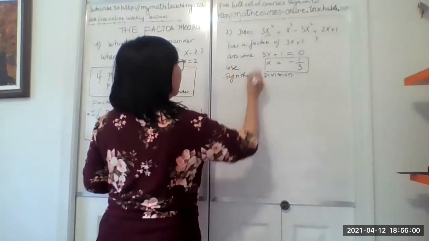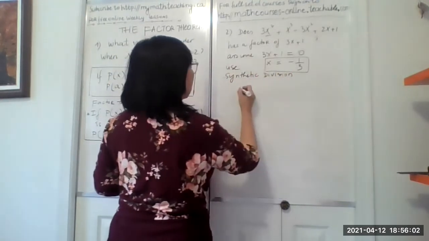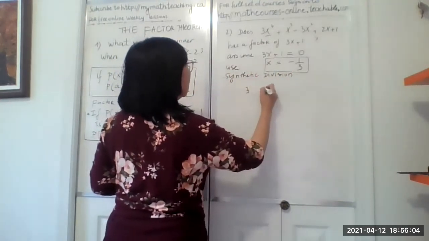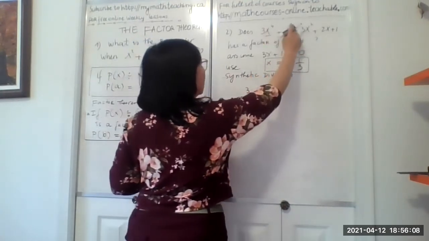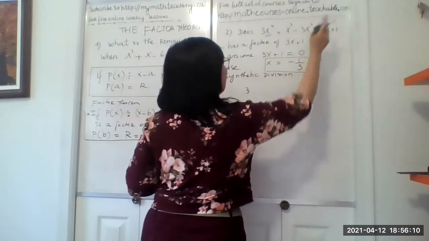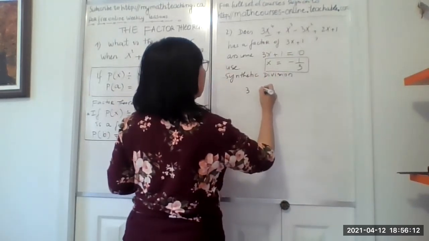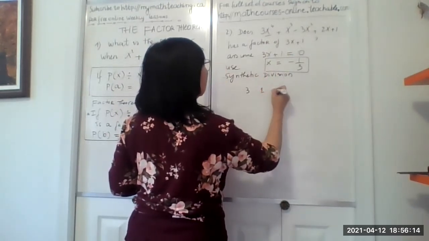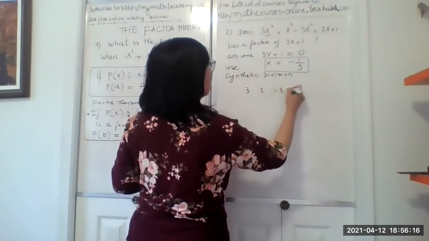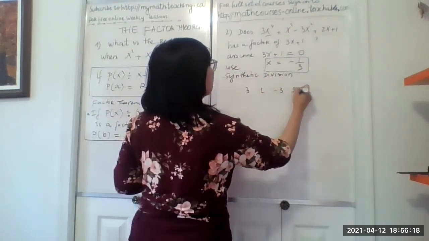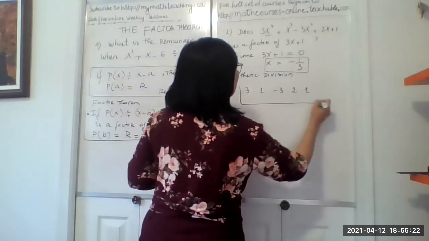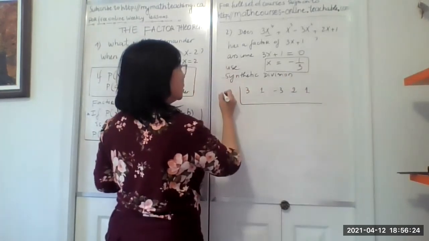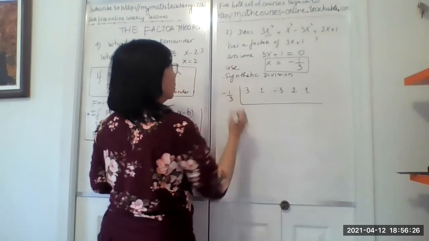So for synthetic division, we just copy the coefficients, right? So I'm going to say 3. And let's check the descending order. This is 4 and 3 and 2 and 1. So that's okay. I'm going to put in here 3, 1, minus 3, plus 2, and plus 1. All of this, we divide by the factor x equals minus 1 third.